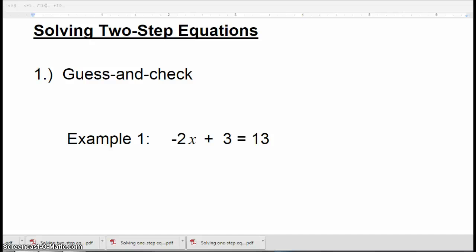Hi everybody. Welcome to solving two-step equations. Not just one, but two. Notice we have negative 2 multiplied by this number, some number, and then 3 is added. That's our two steps. The number is multiplied by negative 2 and 3 is added to it. And when that happens, we get 13.